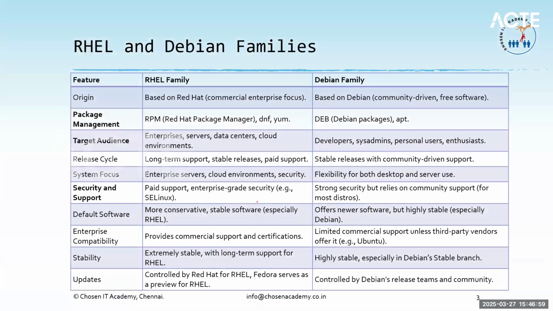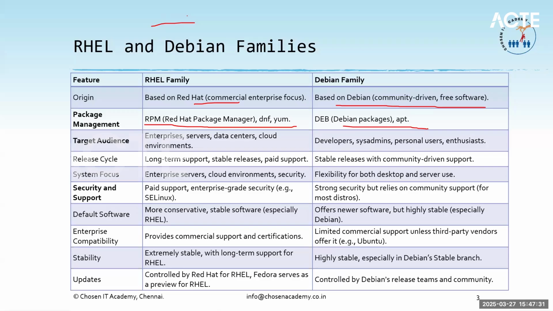Okay, so RHEL and Debian families. Basically, RHEL is Red Hat Enterprise Linux. It is commercially enterprise focused, whereas Debian is community driven free software. The main difference comes in the package management. CentOS uses DNF and YUM, whereas Ubuntu uses APT.